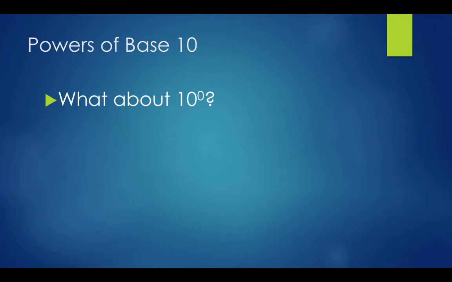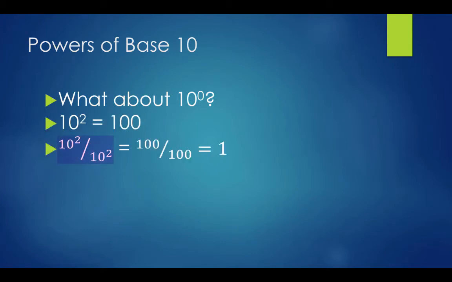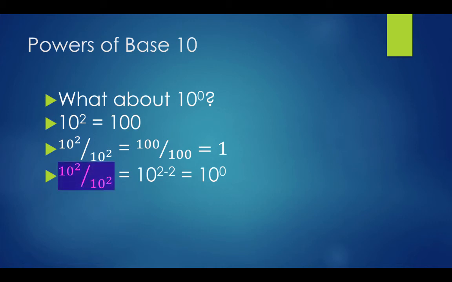What about 10 to the power 0? I think you'll agree that 10 squared is 100. So 10 squared over 10 squared equates to 100 divided by 100, which is 1. If you remember exponent laws, if you're dividing powers of the same base, then all you have to do is subtract the exponents from one another, which makes 10 to the power of 2 minus 2, which equals 10 to the 0. Now 10 squared over 10 squared equals 1, and 10 squared over 10 squared equals 10 to the 0. Therefore, 10 to the power 0 equals 1.